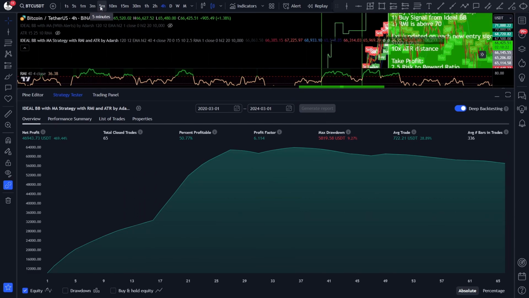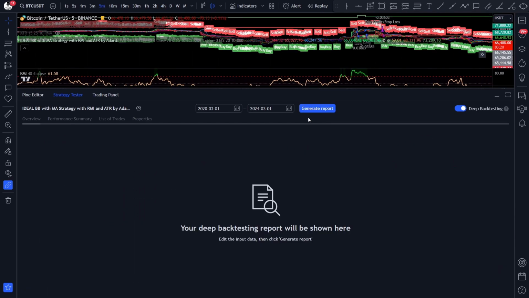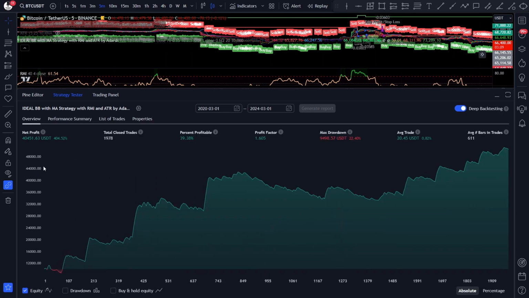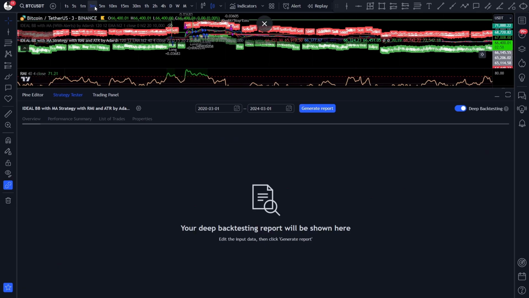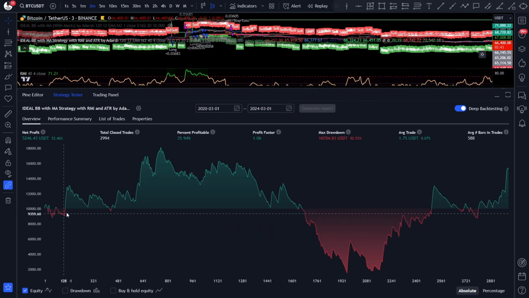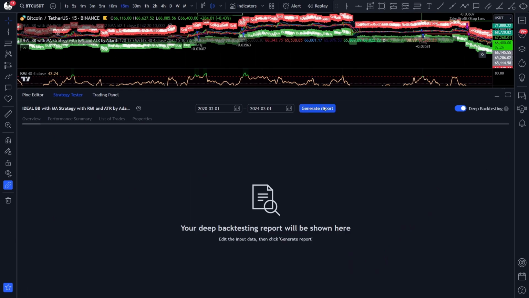What about the lower time frames? For example, the 5 minute. Let's see. And it is still profitable with 400% net profit and 22% maximum drawdown. What about the 3 minute? And that's where the strategy won't be profitable anymore. Well, technically it's profitable, but this equity curve is just a mess. So anything between 5 minute to 4 hour is profitable with this strategy. But I optimized it for the 15, so let's use that.